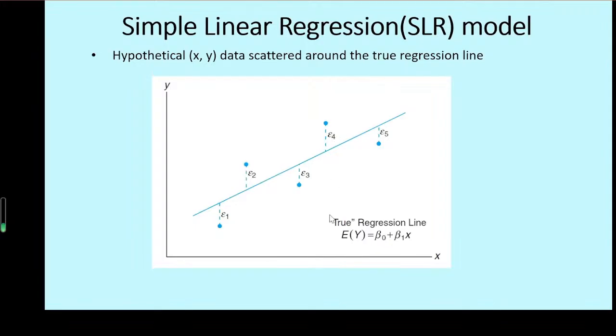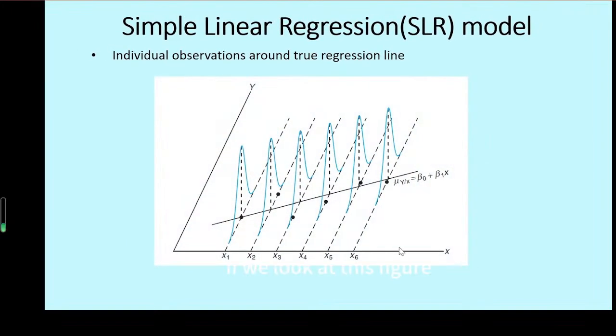But if we have many observations for the same x value, the random term epsilon will follow some distribution which has the same variance, no matter which x value it is, right? So this is called a homogeneous random variable. So this is a very important assumption.